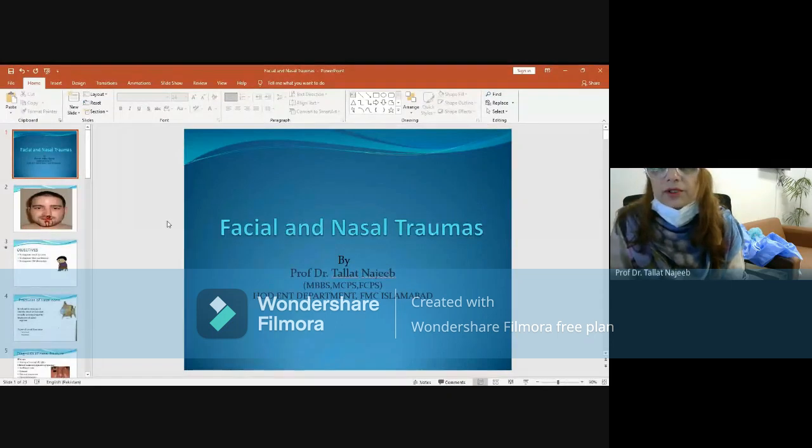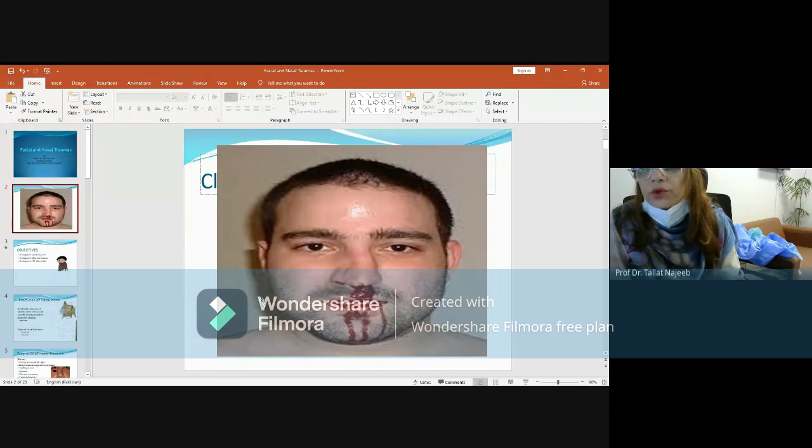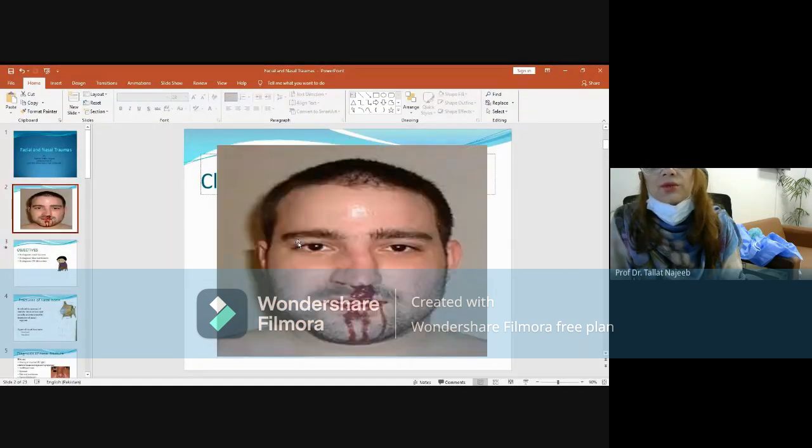Discuss facial and nasal trauma. Okay, the face is divided into... what is in this picture? What do you see in this picture? The face is divided into three parts. Mid face includes eyes and nose.